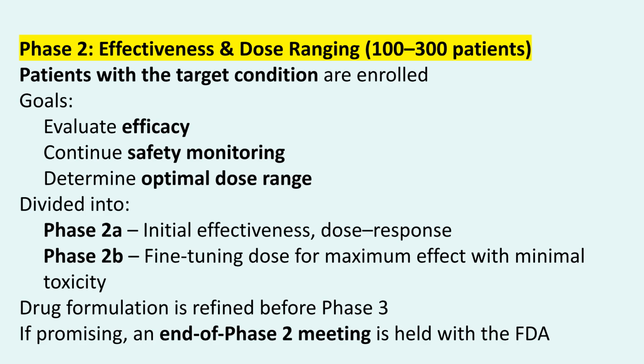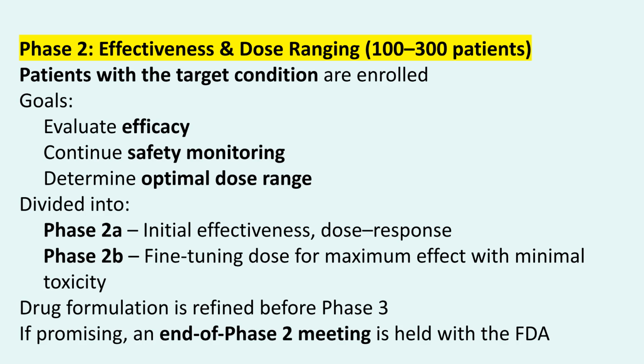Phase 2 involves 100 to 300 patients who already have the target condition, and it evaluates effectiveness and dose ranging, meaning the dose range that is considered safe, effective, and has the best therapeutic outcome. Goals include evaluating efficacy, continuing safety monitoring, of course, because we don't want to continue if the drug is not safe in the long run, and determining the optimal dose range.